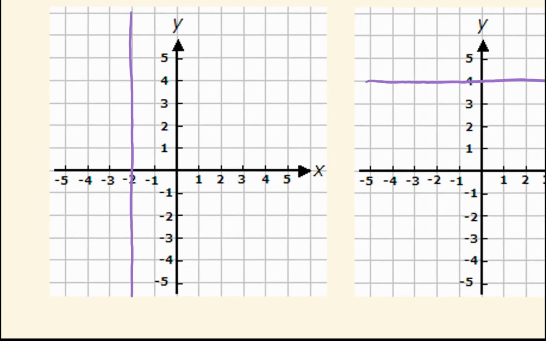For each graph we need to check 2 things. First of all, which axis is it cutting through? For this one we are cutting through the x-axis, so it's going to be x equals. Next is what number does it cut through? In this case it's -2, so the equation is x equals -2. And that's it, that's all you need to do. Just remember those 2 things.